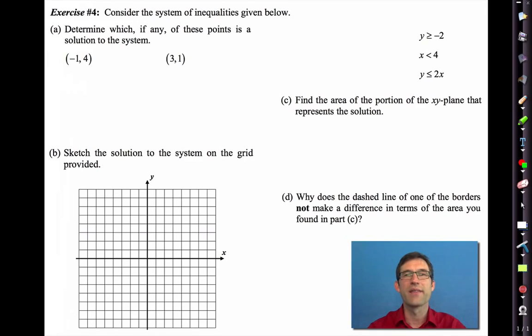Exercise 4, I like this one a lot. Consider the system of inequalities given below. Determine which, if any, of these points is a solution to the system. So I've got these 2 points. I want to know, are they solutions to the system? And I know it's now 3 inequalities. That's okay. We'll live with them. 2 of them are very, very simple. So, pause the video now and see if either one of those points is a solution to that system. Remember, all 3 have to be true.